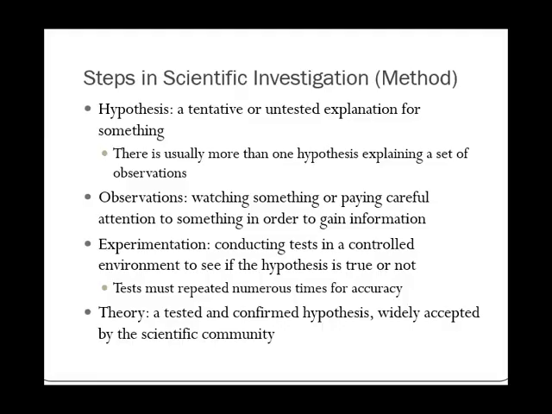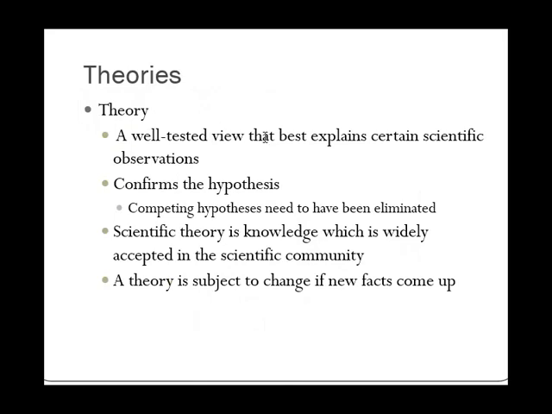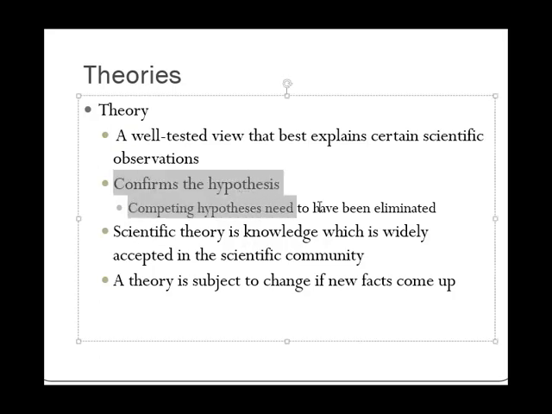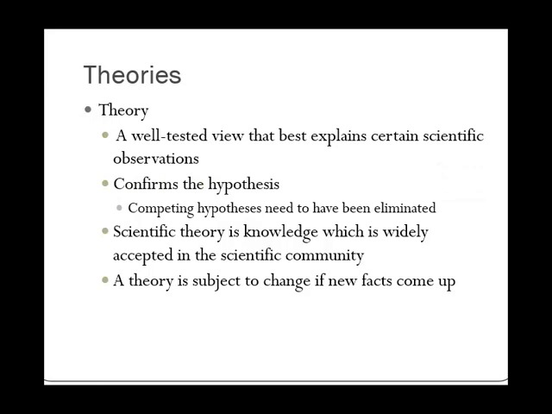Then finally, once you have observed and experimented and done it enough times, you can develop what is known as a theory. A theory is a well-tested view that explains scientific observations. It confirms the hypothesis, or it could confirm that the hypothesis is wrong. Either way, the result of your observations, measurements, and experiments has indicated that something is true or that something is false. And if you confirm one hypothesis, competing hypotheses need to be eliminated. So if your experiment confirmed the idea that Advil is the best, then it eliminated the hypothesis that Tylenol was the best.